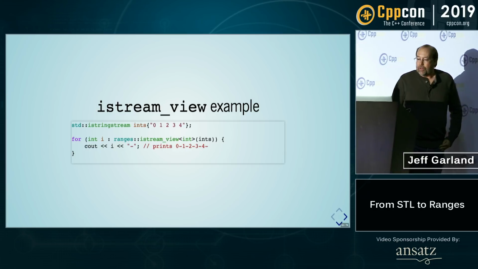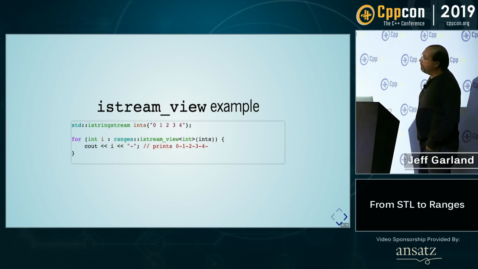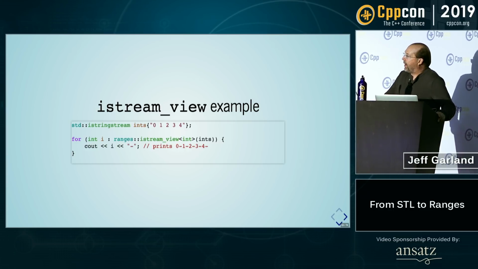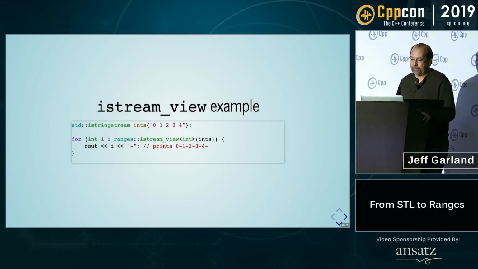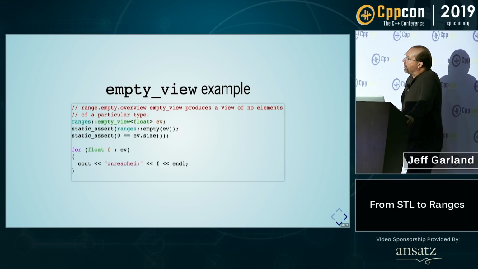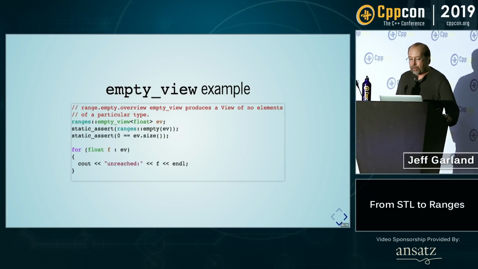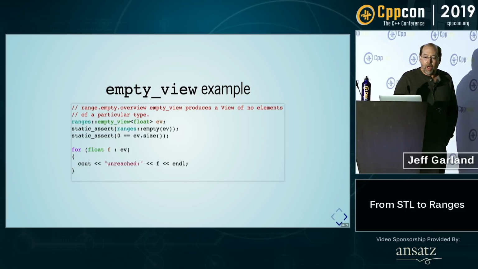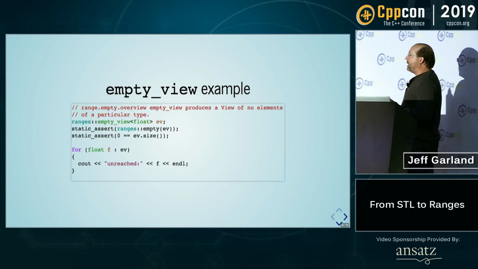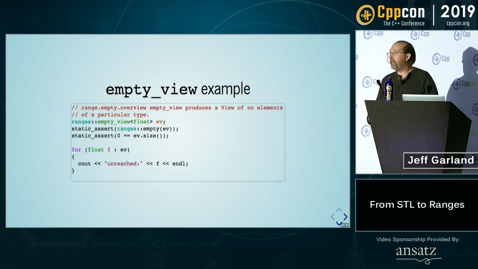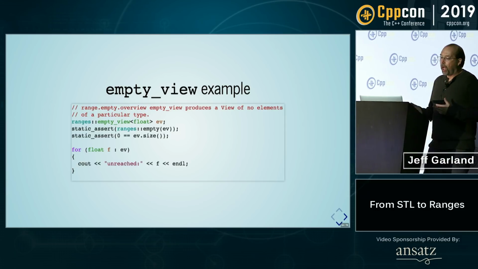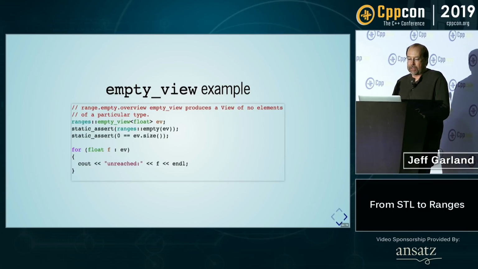Another one is an istream view. If we want to iterate over an input stream, in this case, we're basically parsing ints out of this string. Empty view is a special case that you might use in development of your own functions and own views. It would come in particularly handy in the case where you might have a branch that has reached a point where you have no useful results to return. So you would return an empty view, instead of something that actually has values in it.